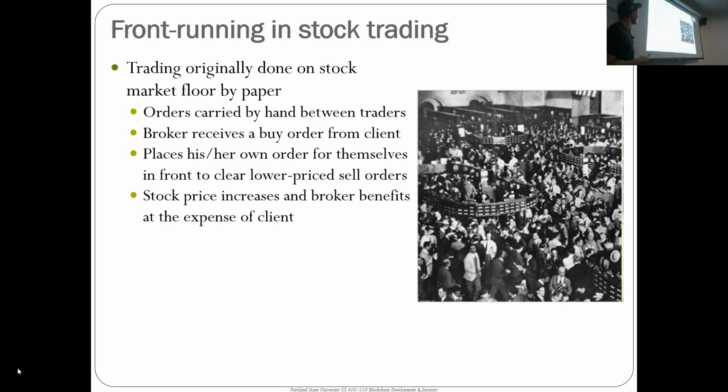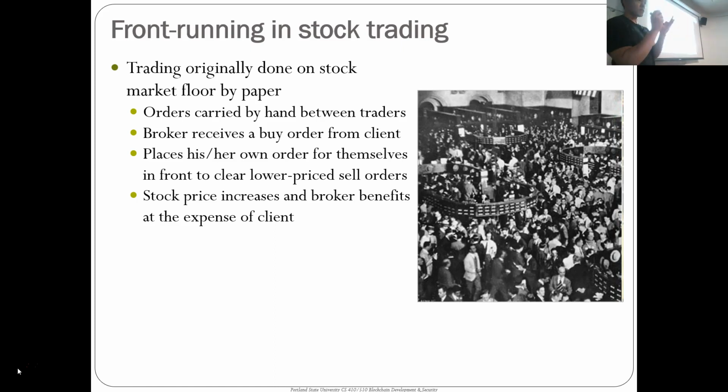And so these things are typically carried between traders, person to person, back before computers changed all of this. The floor doesn't look like this anymore. The floor looks like a bunch of computers now, and it's like super small. But this is the way it used to be. And so the front-running sort of vulnerability is that the broker wants to make even more money than the commission that he's making on the actual trade itself.